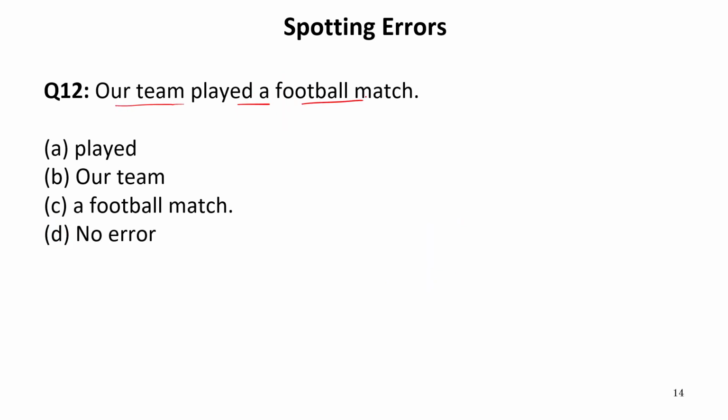Our team played a football match. Now let us read the entire sentence carefully. First it is written "our team." Team is a noun and "our" is an adjective, a possessive adjective. So "our team," till here the sentence is correct. "Played" is a verb, second form, correct. What? A football match. This is also correct. It means the entire sentence is correct. So our answer will be no error. Now this "no error" is written in part D. Therefore our answer is D.